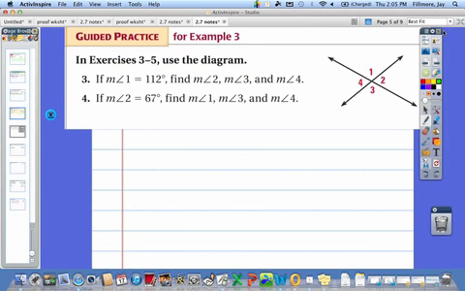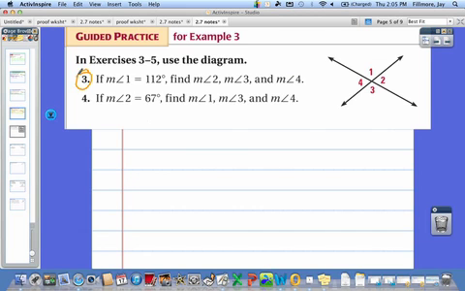Looking at a couple of review examples, just two. For number 3 here, we're not going to do number 4. Angle 1 is 112. Find the rest of them. So we're going to find the measure of angle 2, measure of angle 3, and measure of angle 4.